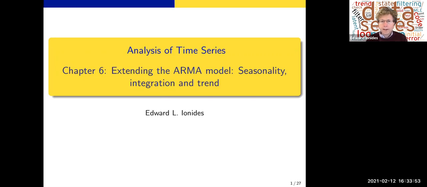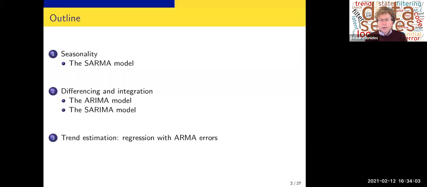This is extending the ARMA model to seasonality and integration and trend, chapter 6 of Analysis of Time Series. In this chapter, we're going to look at various ways to add useful features to the ARMA model. And given the procedures that we've developed in the earlier chapters, we can go through some extensions to the model quite quickly.